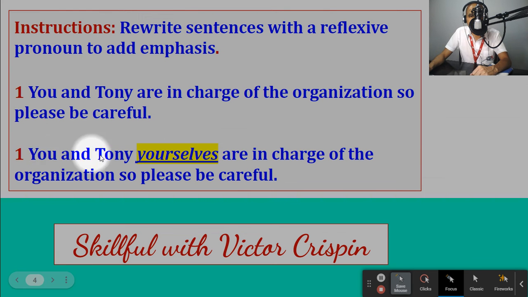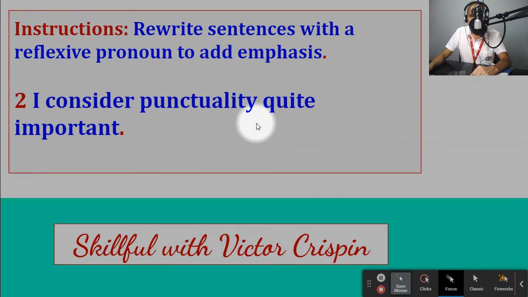Here it says, you and Tony yourselves are in charge of the organization, so please be careful. In this case, I am using yourselves because I have two subjects, as we said before, you and Tony. That's why I have to choose this reflexive pronoun. Let's continue with example number two.